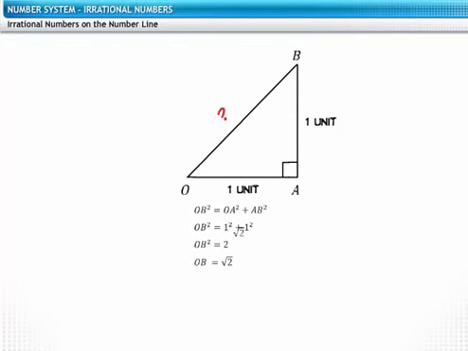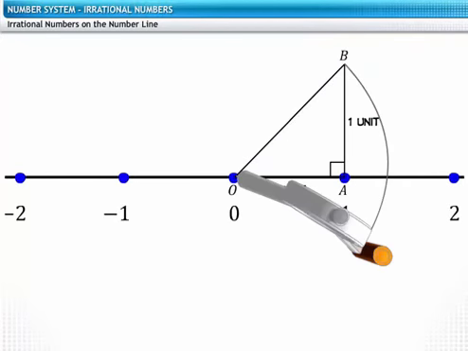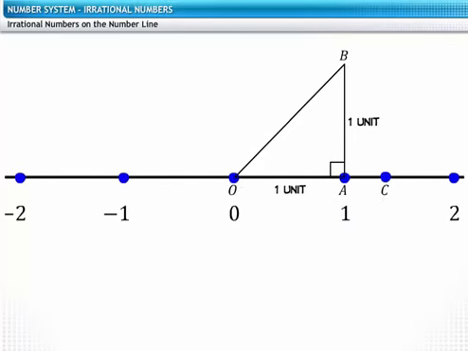If we represent OB on the number line, it means we are representing the value of the square root of 2. The vertex O of the triangle must coincide with the 0 on the number line. The vertex A will coincide with 1 on the number line. In order to represent the square root of 2 on the number line, mark the length OB with the help of a compass. Then, taking O as the center, we'll draw an arc on the horizontal line. Let's mark the point of intersection of the arc on the number line as C. The distance between O and C is the square root of 2. Hence, point C represents the square root of 2 on the number line.